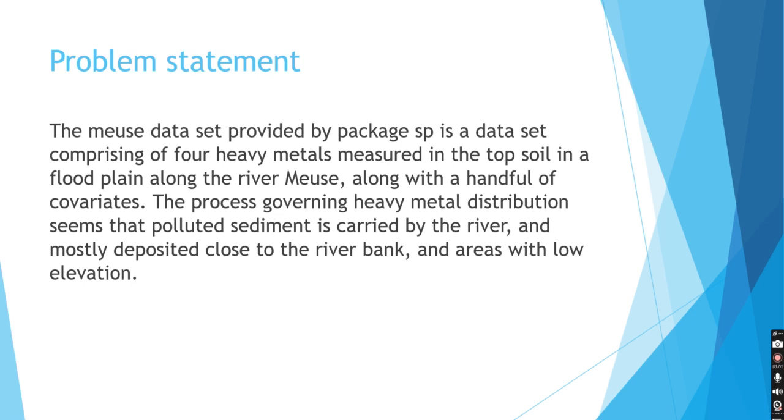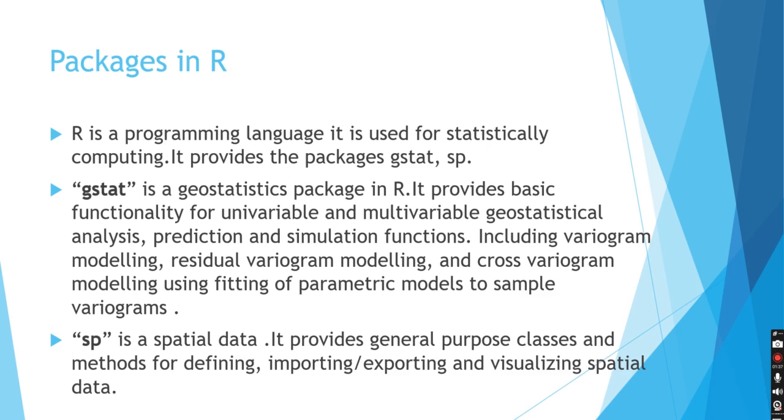So, the process governing heavy metal distribution. Why are we performing this? Basically, we need to find the regions of the heavy metal. We take one metal, zinc. Whatever regions show high values and whatever regions show low values, in which places the zinc metal is highly contaminated in the river, how do we find that? The metal distribution suggests that polluted sediment is carried by the river and mostly deposited close to the river bank and in areas with low elevation.